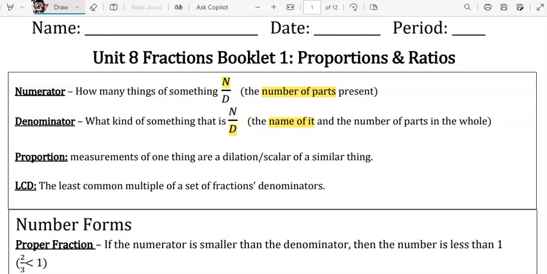Proportion, measurements of one thing are a dilation scalar of a similar thing. LCD, the least common multiple of a set of fractions' denominators. The denominators must be the same to be able to add or subtract fractions.